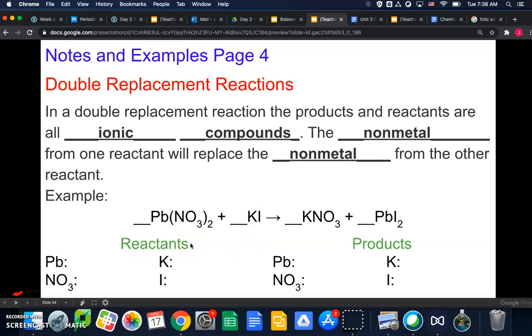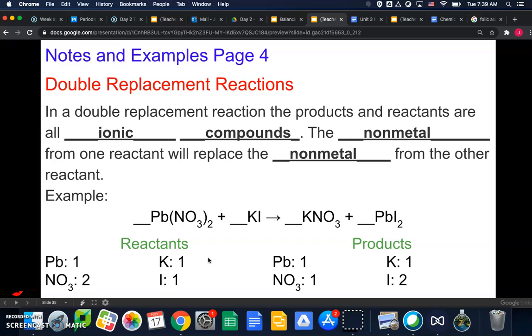So a lot of reactants and products in this one. We can see we've got lead, we've got nitrate. I decided to keep nitrate together because that's a polyatomic ion. I don't know if I've said this to you, but polyatomic ions aren't going to break apart in the reactions that we're doing. Potassium and iodine, and same thing on the product side. Okay, so let's count how many. Looks like one lead, two nitrates, one potassium, one iodine. One lead, one nitrate, one potassium, two iodides.